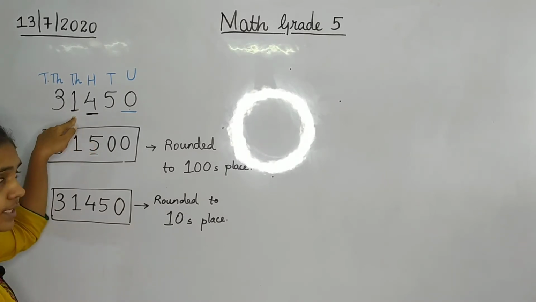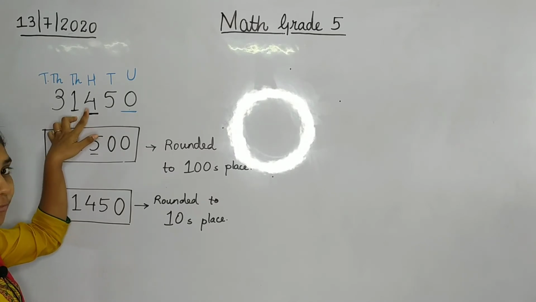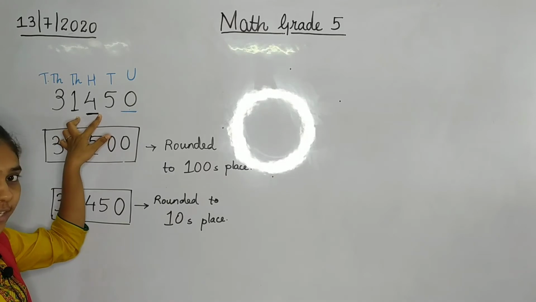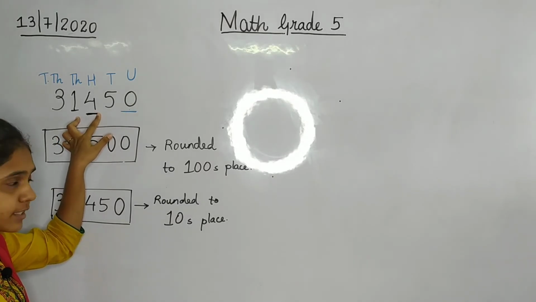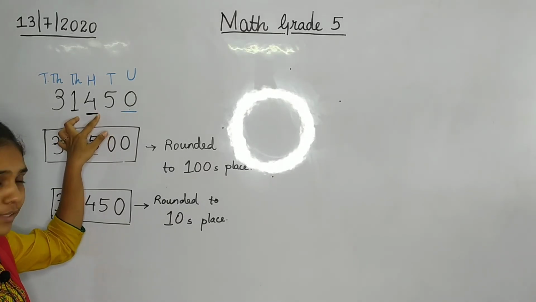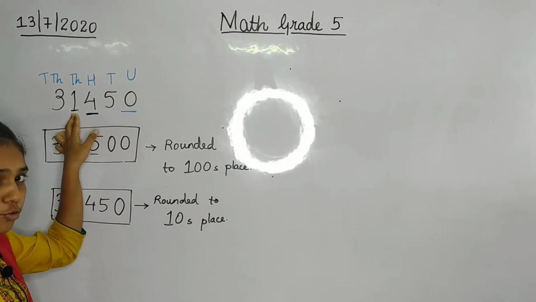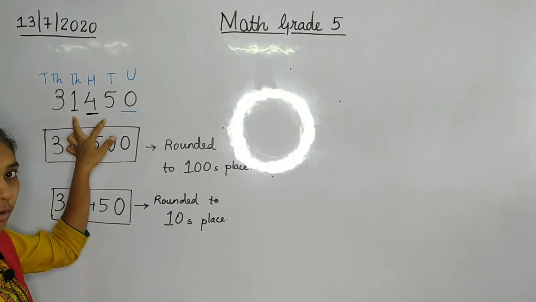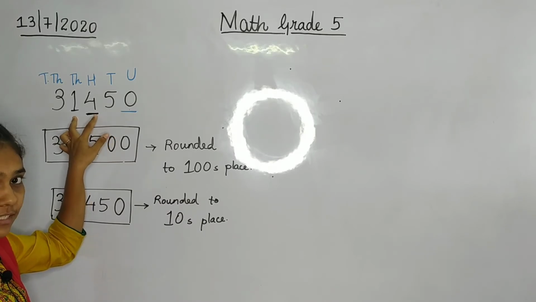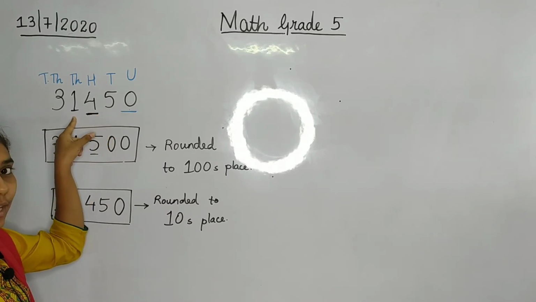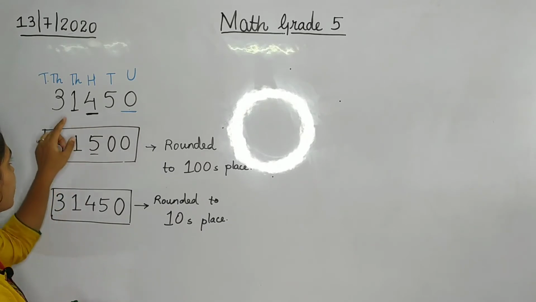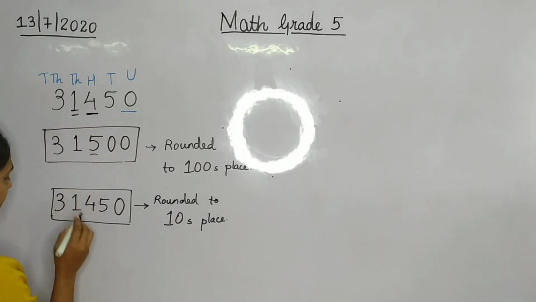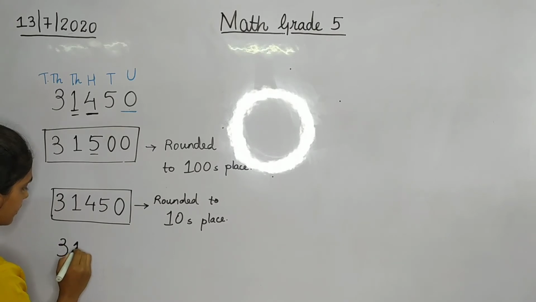So what we do is we check the number which is after 1. So the number after 1 is 4. And is 4 greater than 5? No, 4 is lesser than 5. So do we have to add 1 to the previous 1? No, we have to keep 1 as it is, right? Because the number after 1 is not greater than 5, it is lesser than 5. So we don't have to add 1 to this previous number. So this number will remain as it is, okay? So 1 will also remain as it is. So this is 3, 1.